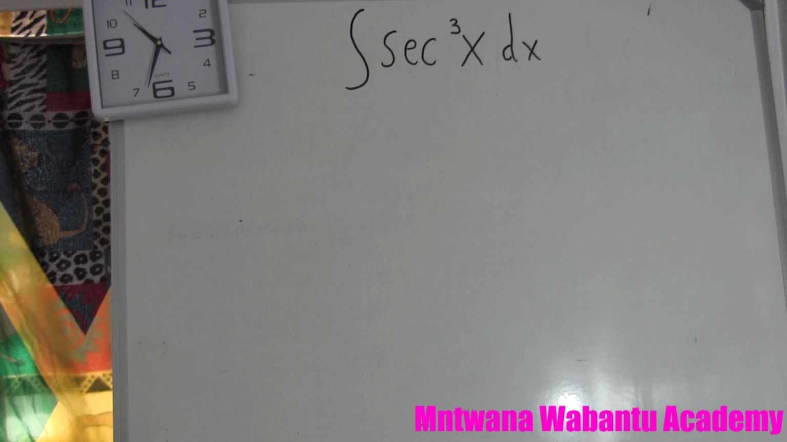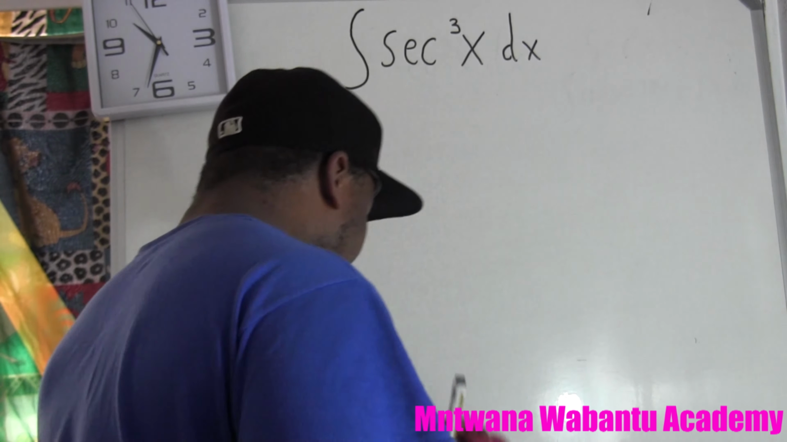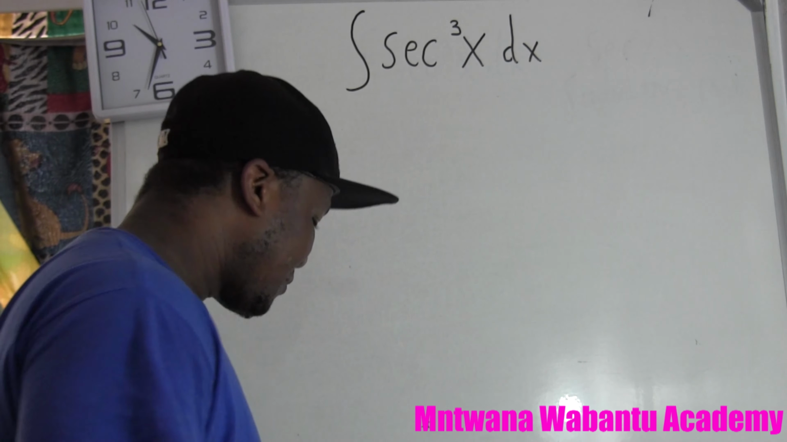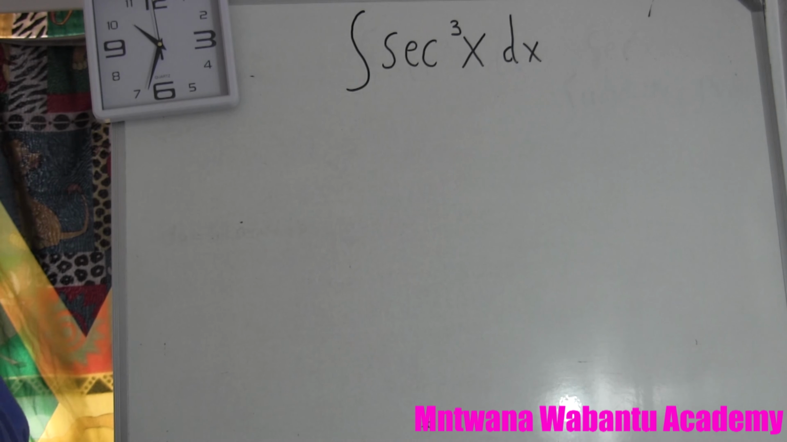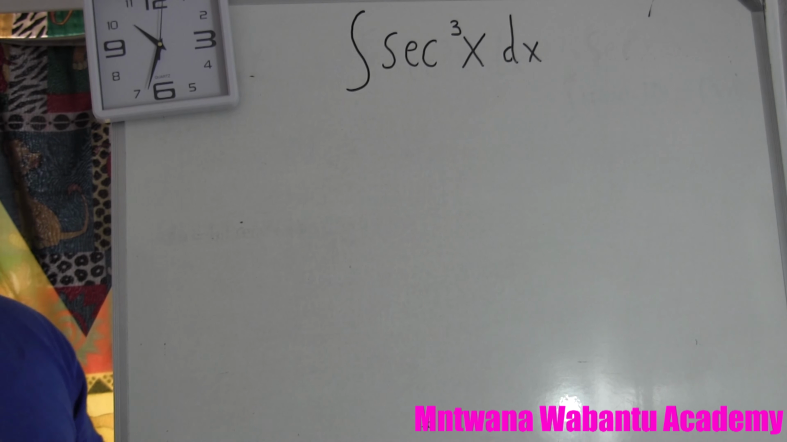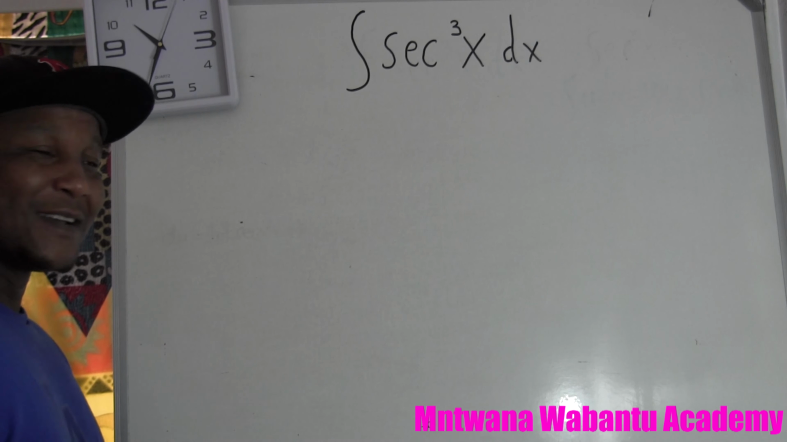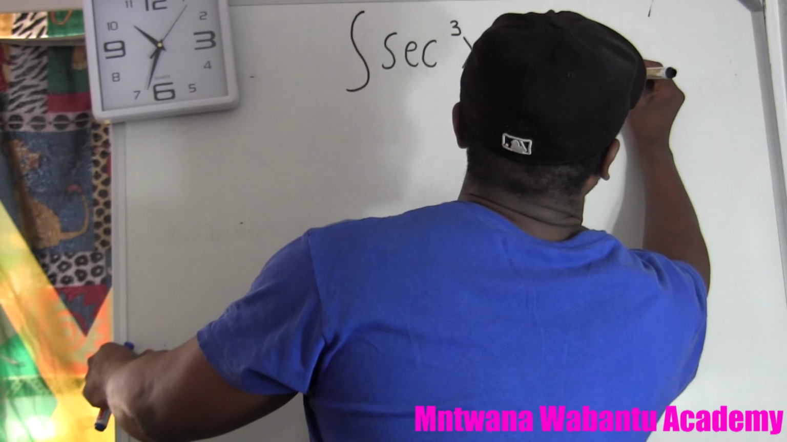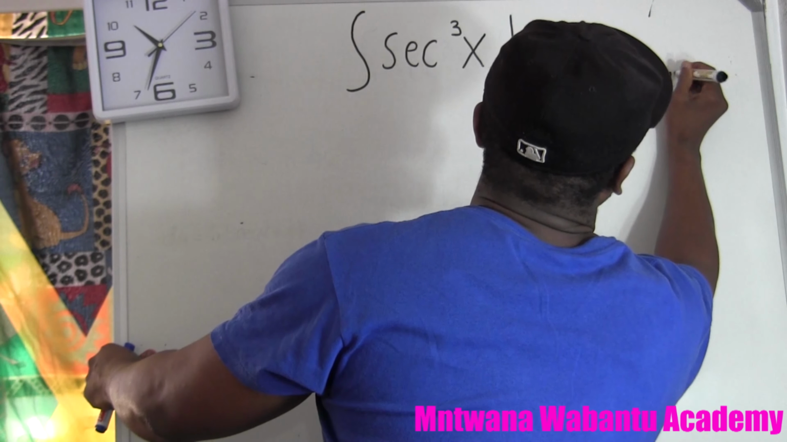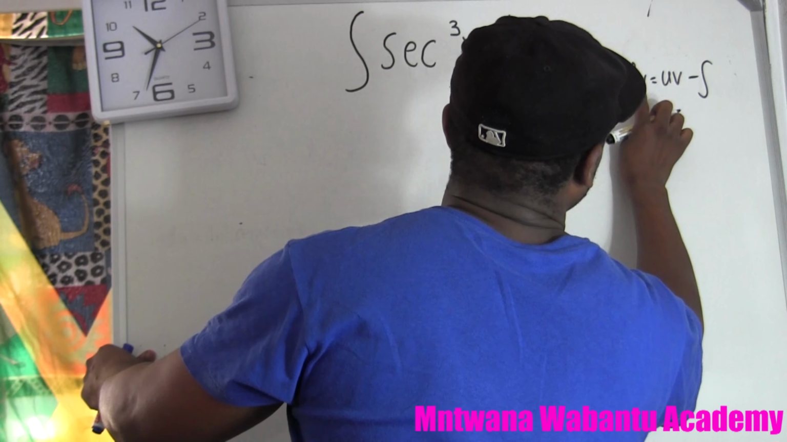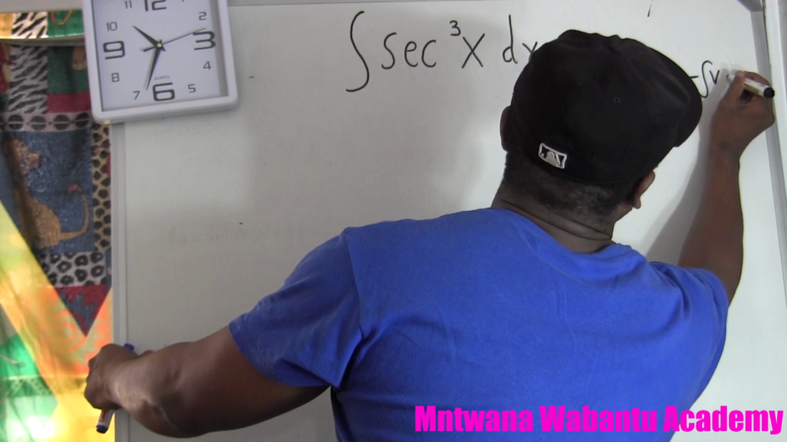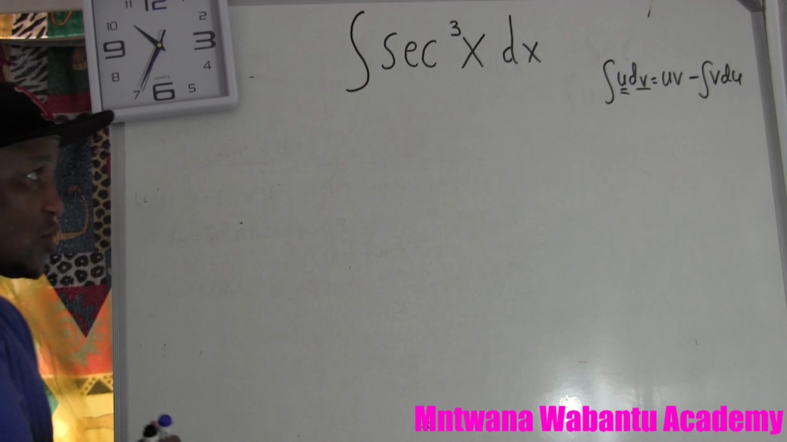So we have a question here. This is a very easy question. There are a lot of approaches you can use, but personally, I'll do this using integration by parts. First I write my formula. The formula says the integral of u dv equals uv minus the integral of v du. Okay, so that's my formula.